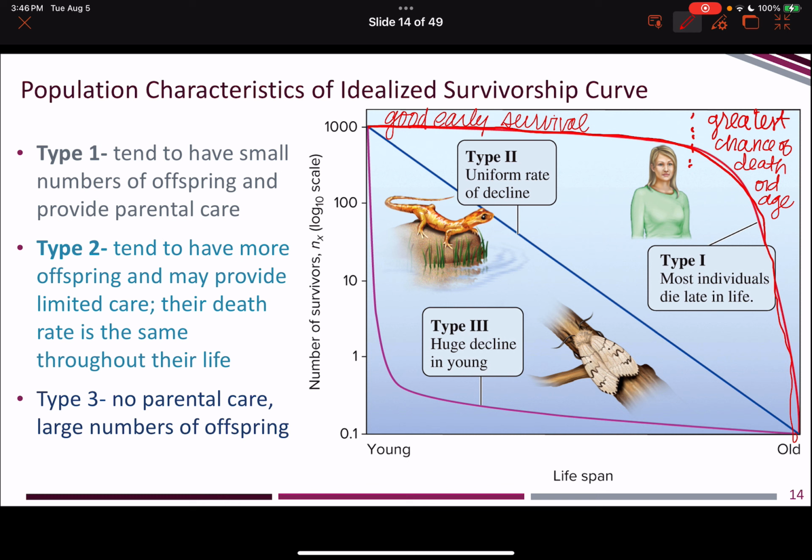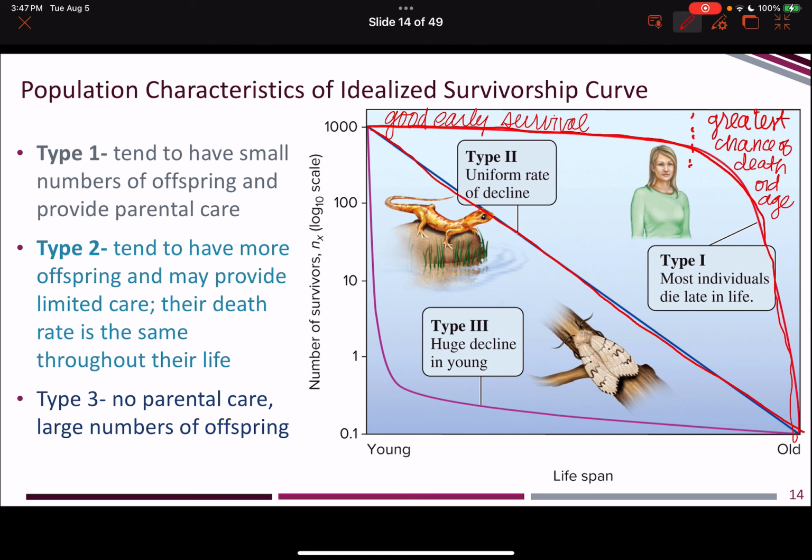Type 2, this is going to be your equal risk of death throughout life. So again, these tend to be animals that are prey species. There's a lot of leeway as to what falls into a type 2. They tend to have more offspring than a type 1. They might have limited care. They may have very little care. It just kind of depends on the population.